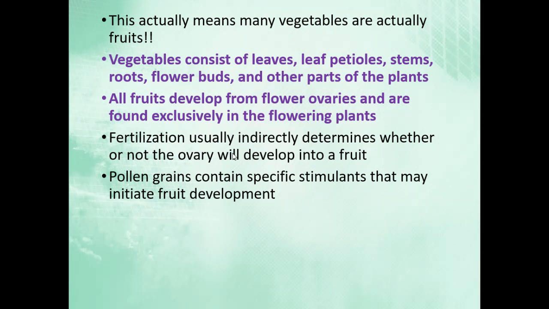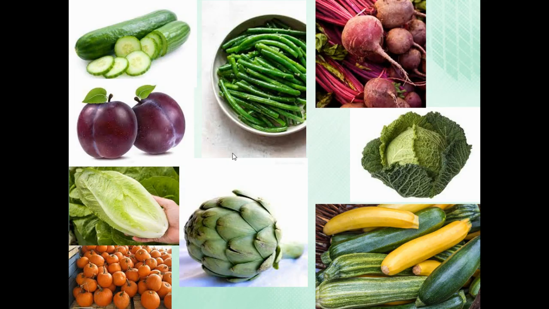All fruits develop from flower ovaries and are found exclusively in the flowering plants. Fertilization usually indirectly determines whether or not the ovary will develop into a fruit. Pollen grains contain specific stimulants that may initiate fruit development. So if it doesn't get fertilized, you're not going to get a fruit from it.